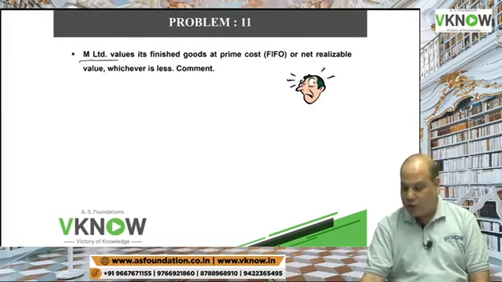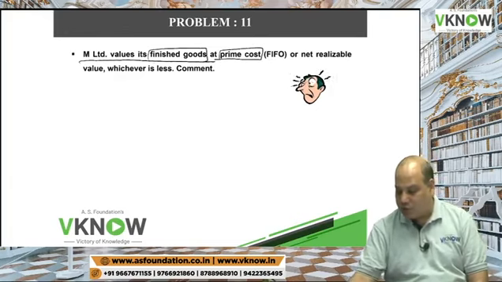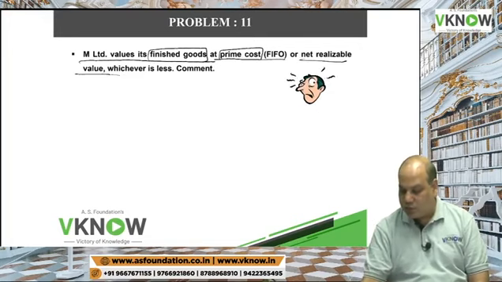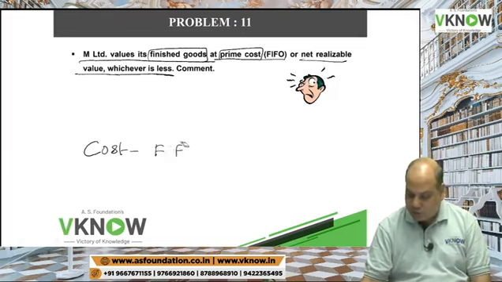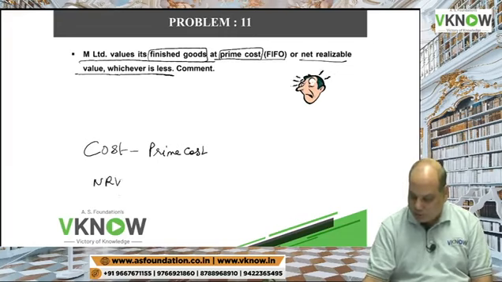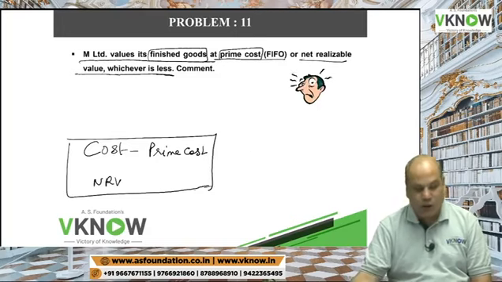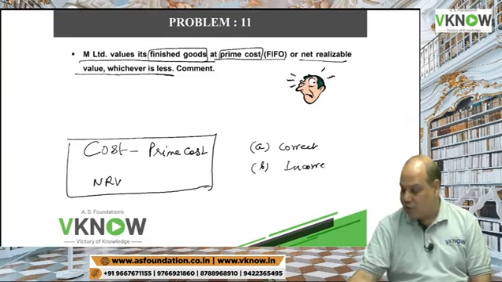Question says, M Limited values its finished goods at prime cost, FIFO or NRV, whichever is less. So they are calculating cost by applying prime cost. Cost is prime cost and they are comparing it with NRV and they are saying whichever is lower that I will take. Whether the accounting policy is correct, option A correct, option B this accounting policy is incorrect.